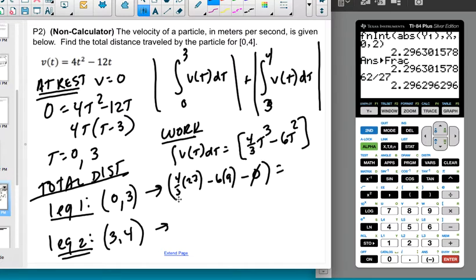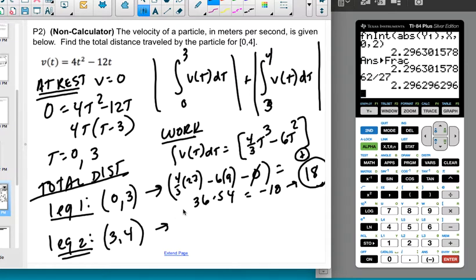So I can cancel the 3 and the 27, so I end up getting a 4 times a 9, so I get 36 minus 54, which is a negative 18, but I recognize that I want to make it a positive 18. I want the positive distance.